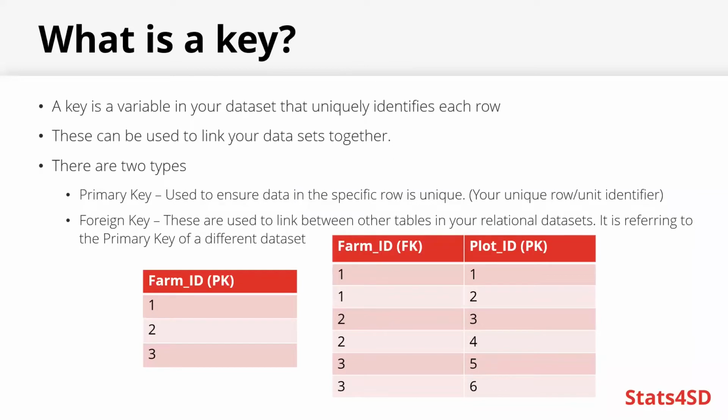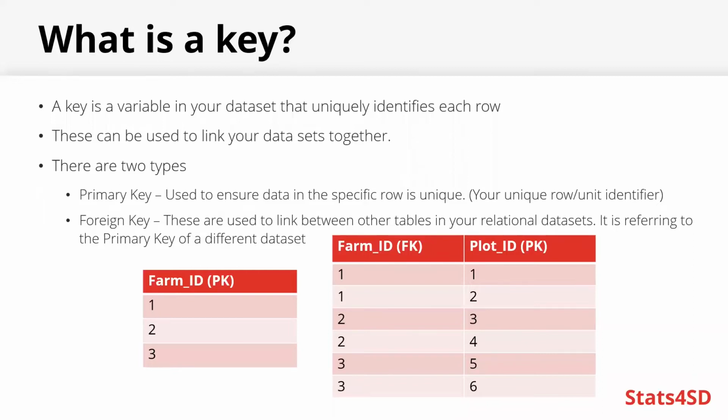So an important part of relational data is these keys. A key is a variable in your data set that uniquely identifies each row, or it uniquely identifies each unit within a certain variable. And these can be used to link these data sets together. And there's two different types. What we have as a unique identifier is known as a primary key.